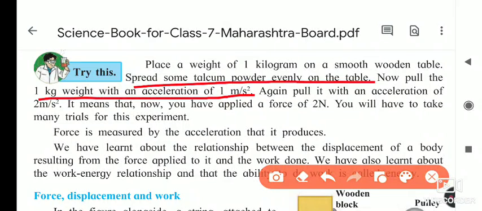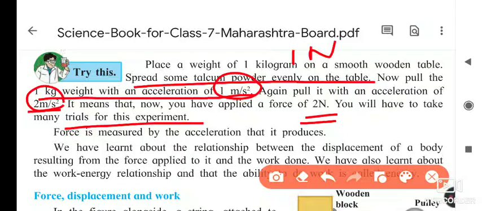pull it with an acceleration of 2 meter per second square. So the weight we have to keep the same, but we have to change the acceleration. In the first condition the acceleration is 1 meter per second square, and secondly 2 meter per second square. It means that now you have applied how much force? 2 Newton force. When we are pulling with 1 meter per second square, that time we are applying 1 Newton force. Just now we saw it above. How many trials of this experiment will you have to take?